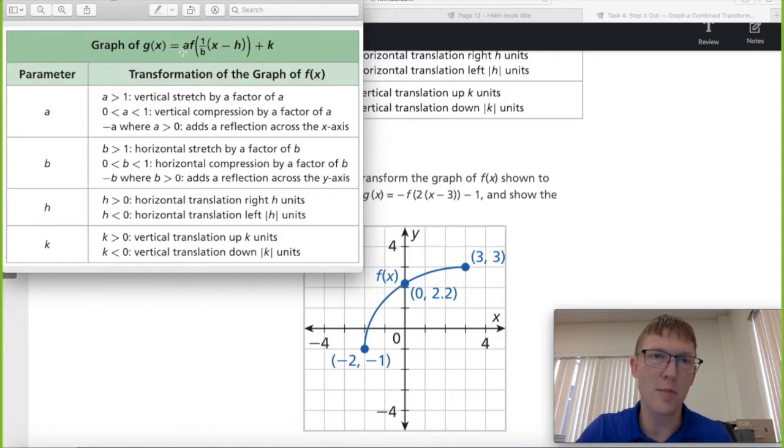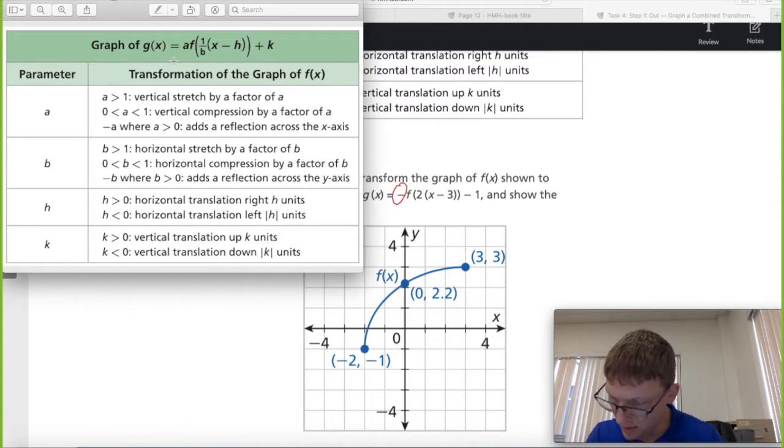So our first parameter is a. It's on the outside of the function. In this case, if we look at that, there's no number there, but it is an insinuated -1. So we can say a equals -1.